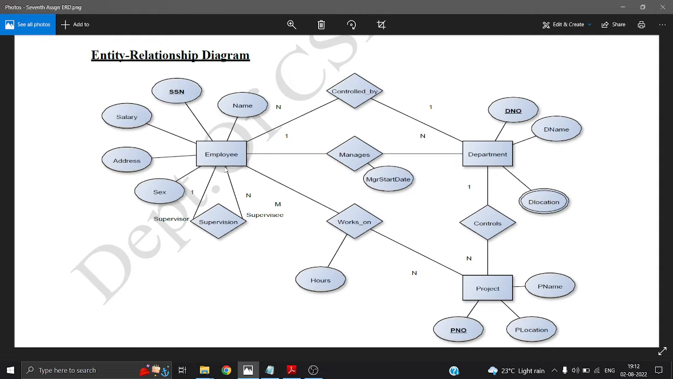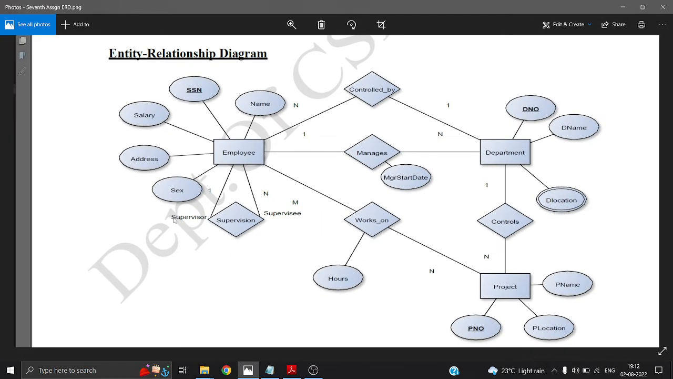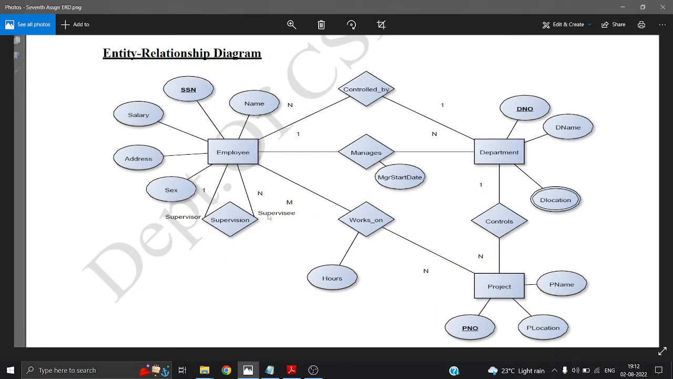When there is a recursive relationship, we need to specify the role names also. Here you can see, here there is a supervisor and here it is a supervisee. Why is this information required? Because in this list of employees, who acts as the supervisor and who acts as the supervisee? At one stage we are supposed to show the supervisee, and at one stage we are able to show the supervisor, and according to that only we are going to represent the cardinality ratio. See, here one employee can supervise many employees. So this is the meaning.